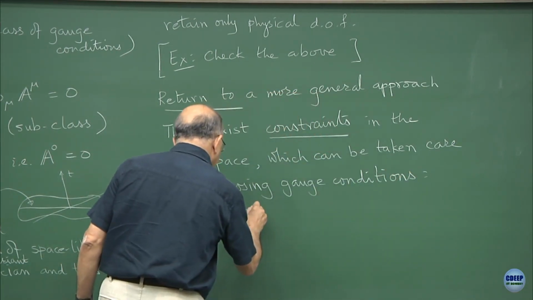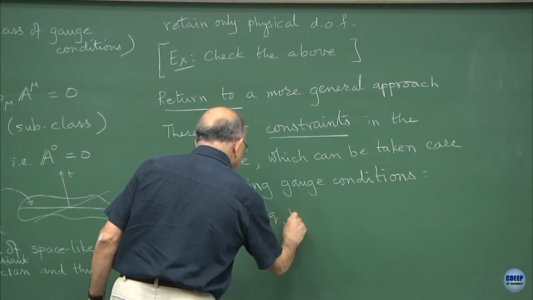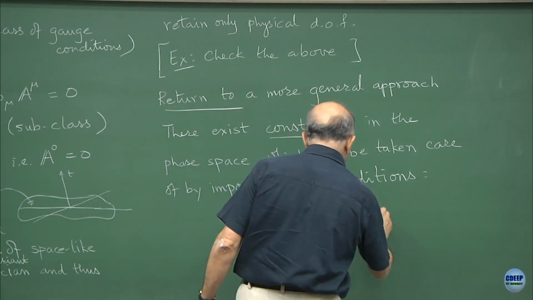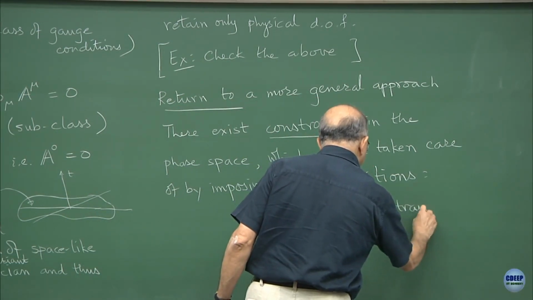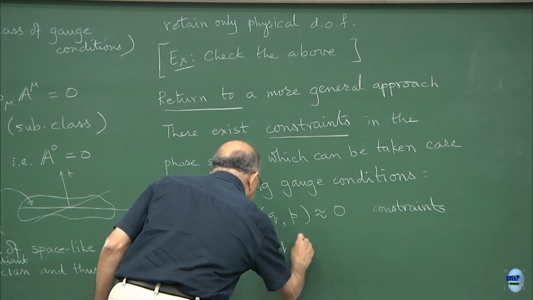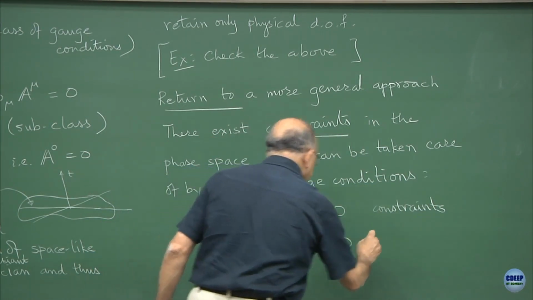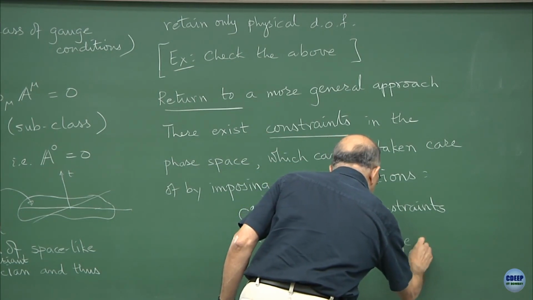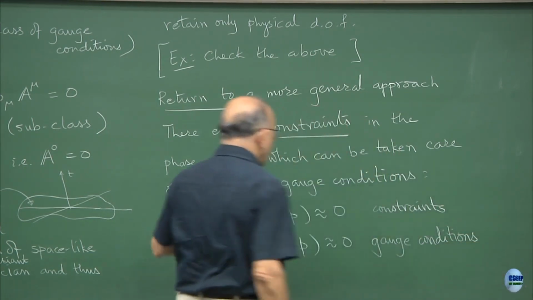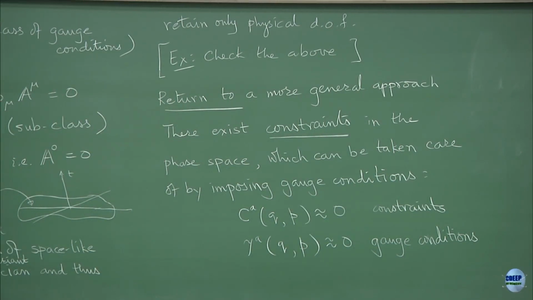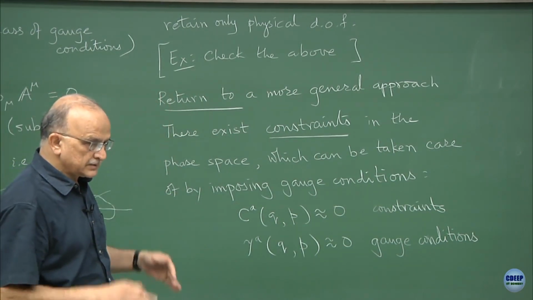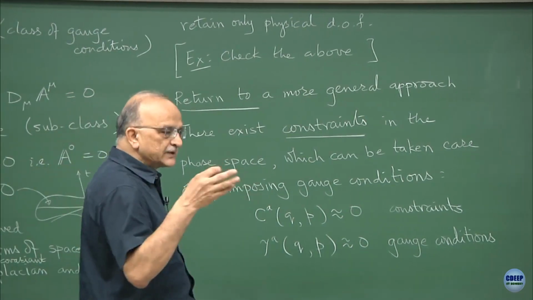So we say that C A of Q P equal to 0 are conditions, are constraints, and some gamma A of Q P are gauge conditions. The requirement is that the imposition of gamma A takes care of the condition C A and leaves behind only a canonically independent set. So we went through this last time.